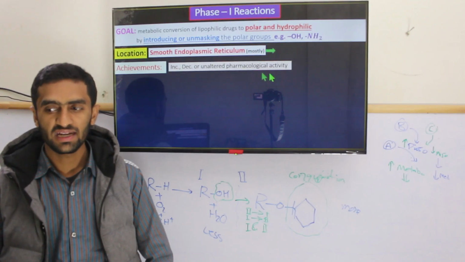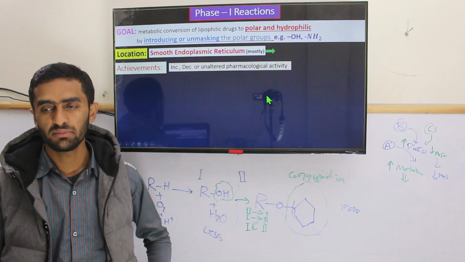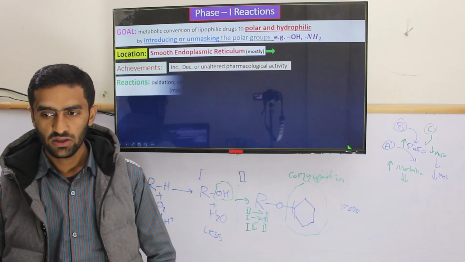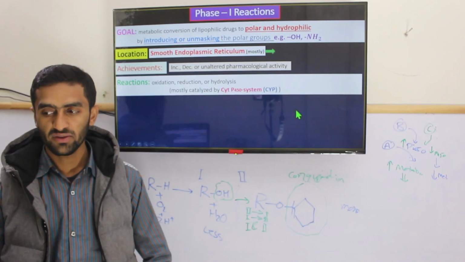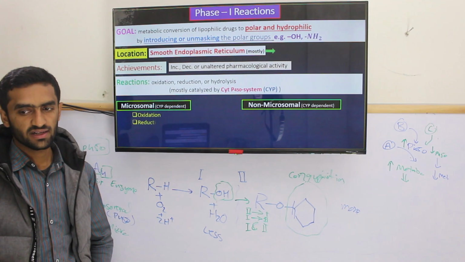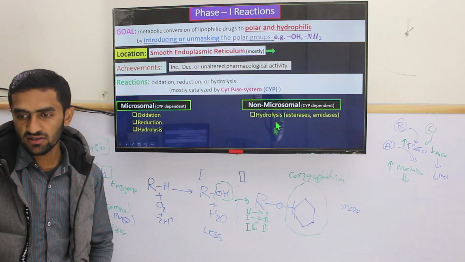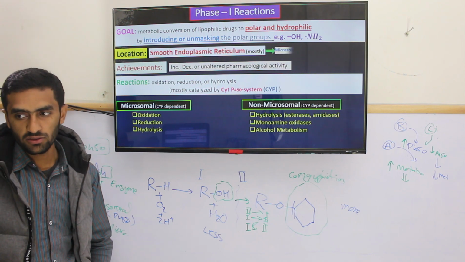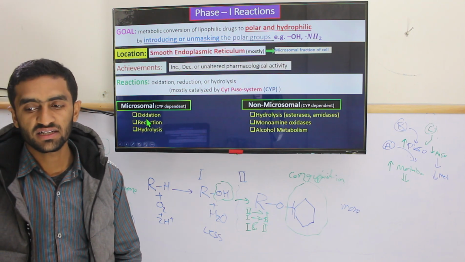What will be our achievement? The activity of the drug may be increased or decreased, and sometimes unaltered. So it's not necessary that they are inactivated by phase 1. The reactions are commonly oxidation, reduction, and hydrolysis, catalyzed by the cytochrome P450 system. As I mentioned, microsomal and non-microsomal. We have covered oxidation, reduction, and hydrolysis, where hydrolysis is by esterase and amidase, plus monoamine oxidase and alcohol metabolism. So the major concept is oxidation, reduction, hydrolysis.